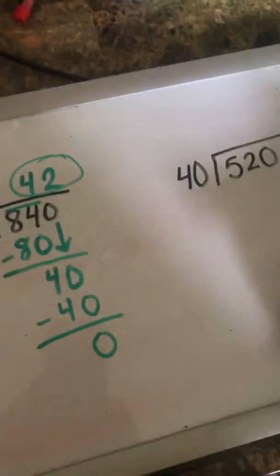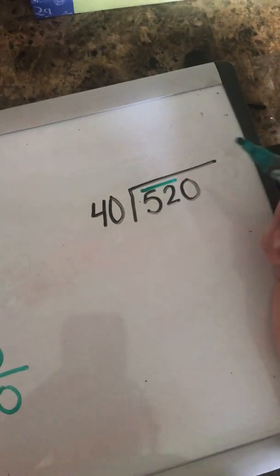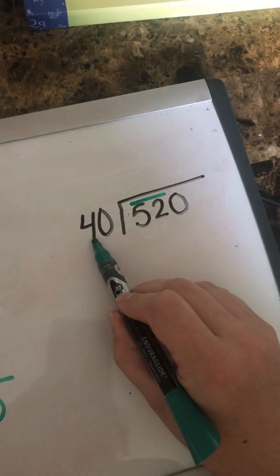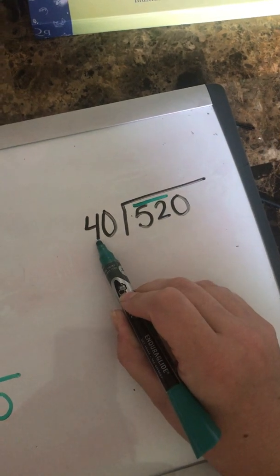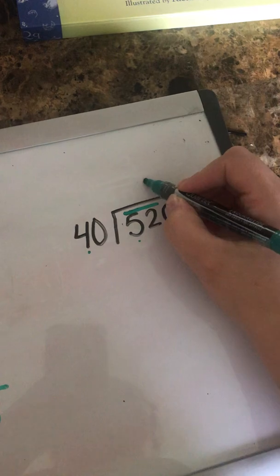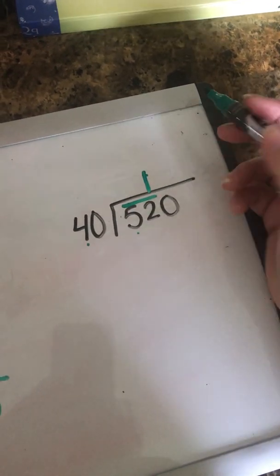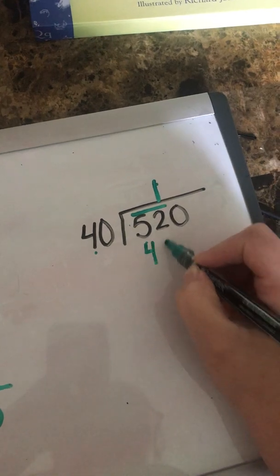Let's take a look at letter B. Okay, so we're going to underline the first two numbers here. Now we're going to look at the first number. How many times can 4 go into 5? Well, it can only go one time. So now we multiply 40 times 1, that's simple. Anything times 1 is itself.